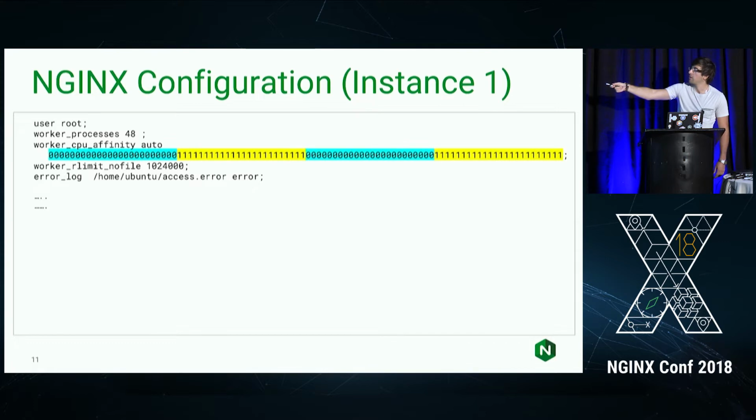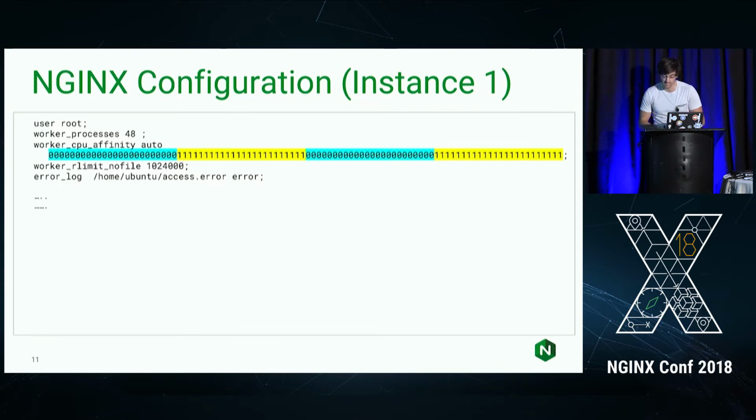Also, worker_rlimit_nofile is a directive to set the limit of open files, the maximum number of simultaneous open file descriptors that NGINX can use. Here we set it to a high number. If you're using NGINX as a reverse proxy, you will have more open file descriptors because you have to take into account the client connection and the upstream, whereas with just a web server, it's just the client.